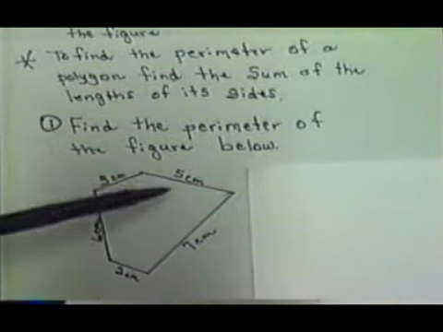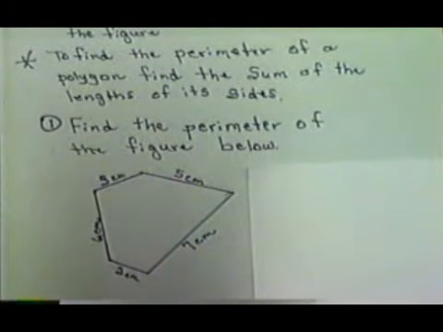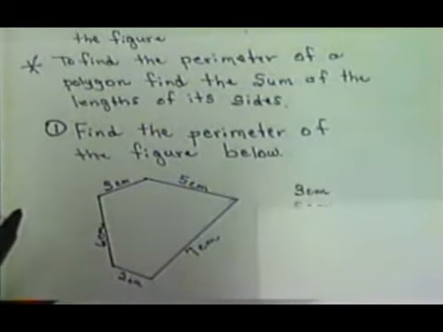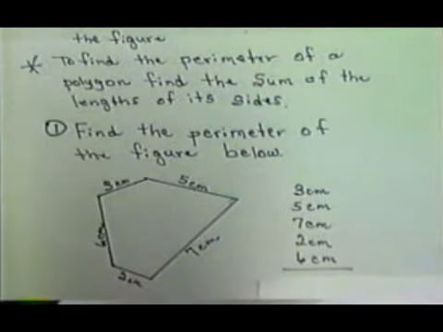But we know how long all the sides are, so we certainly could find the perimeter. All we'd have to do is add up all those side lengths. So I put down all the side lengths: 3, 5, 7, 2, and 6. These are all measured in centimeters.